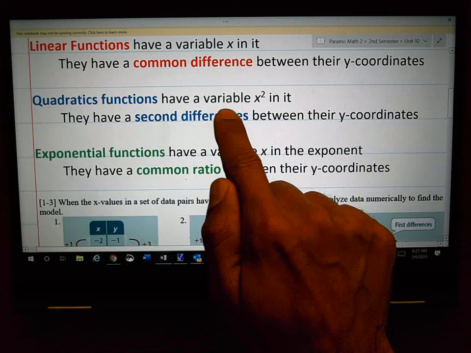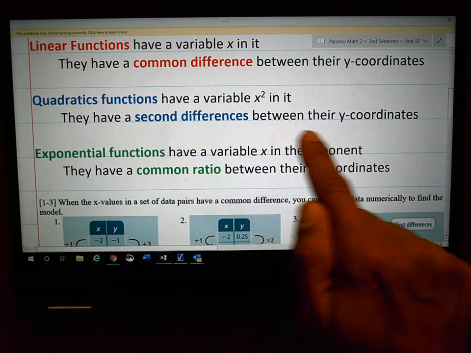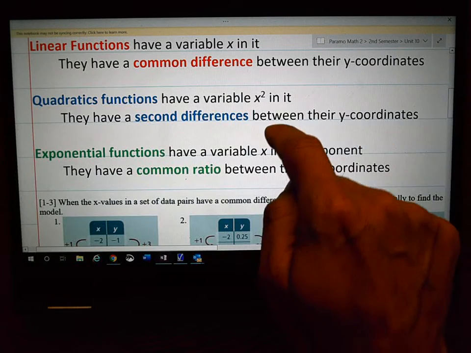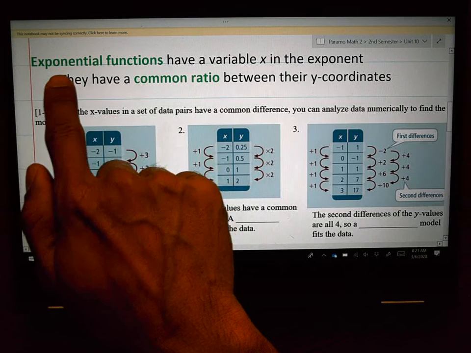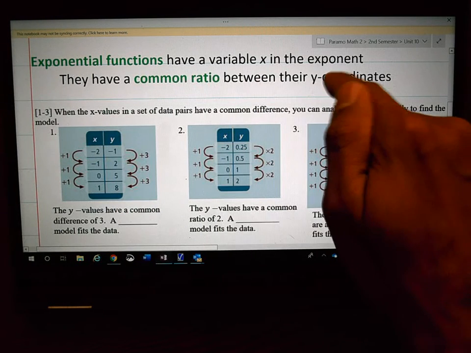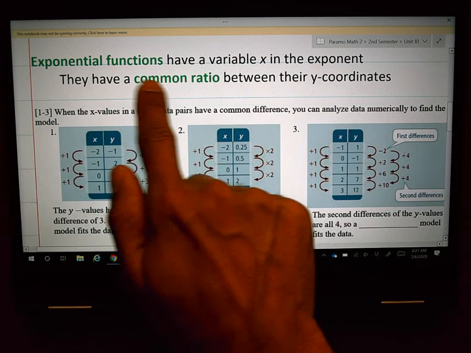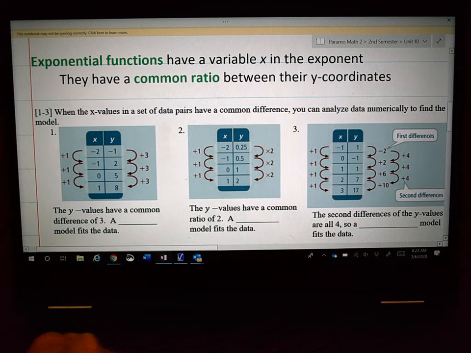Quadratic functions have a variable x squared in it. They have second differences between their y coordinates. I'm going to talk about what that looks like with this picture down below. Lastly, exponential functions have a variable x in the exponent. They have a common ratio, not a difference, a ratio. Ratio means multiplication between their y coordinates.